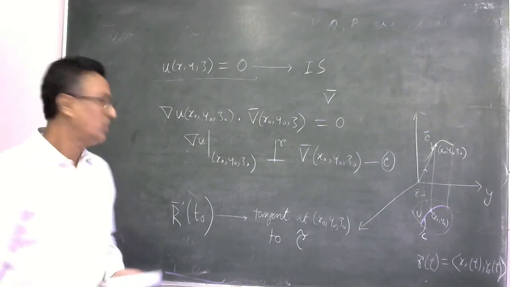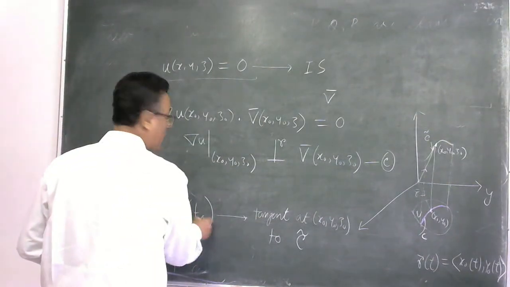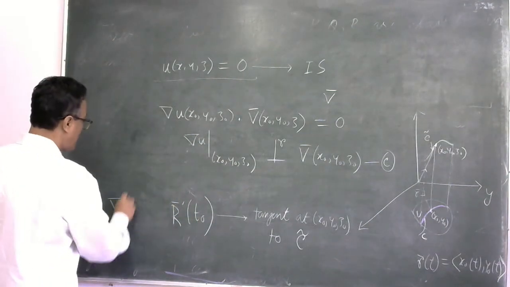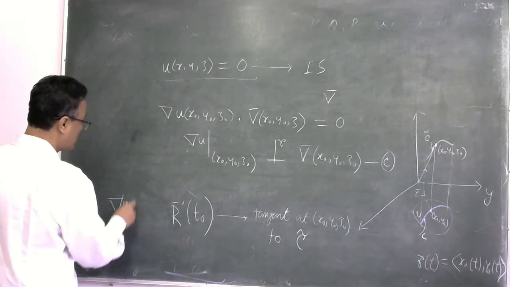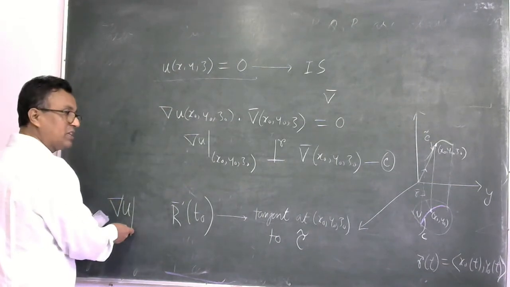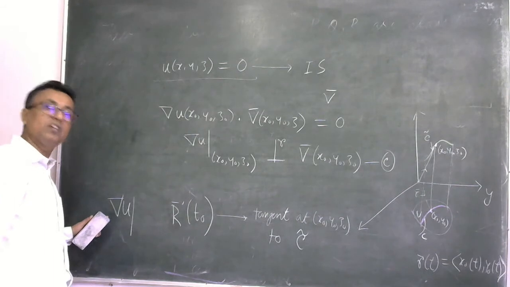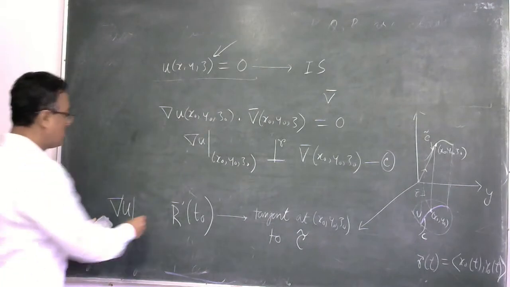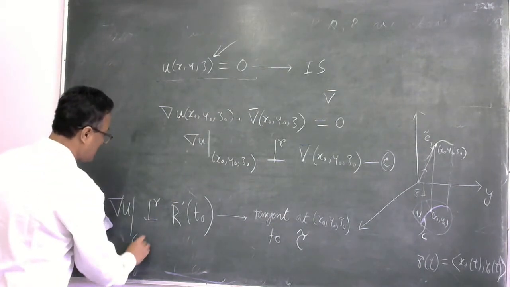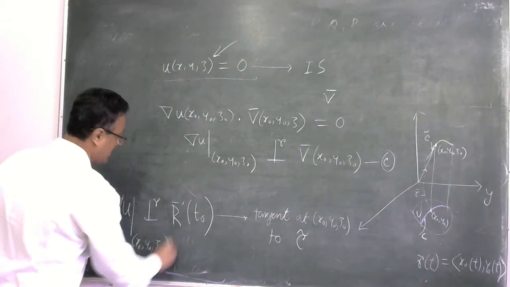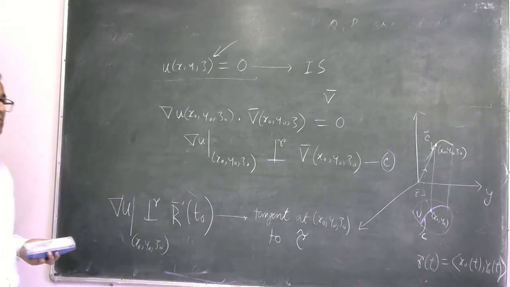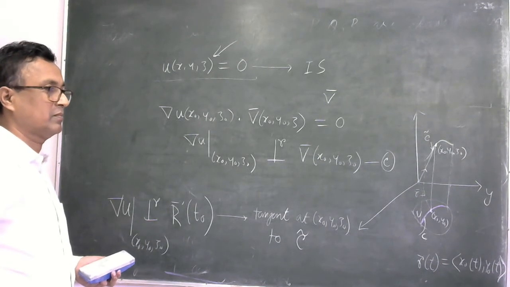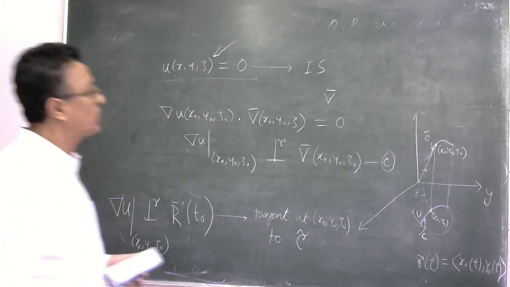So that means r prime t naught again has to be perpendicular to grad u, because this is nothing but a normal at the point x naught, y naught, z naught to the surface given by this, isn't it? So this is also perpendicular to this, right? Is it okay? Fine.